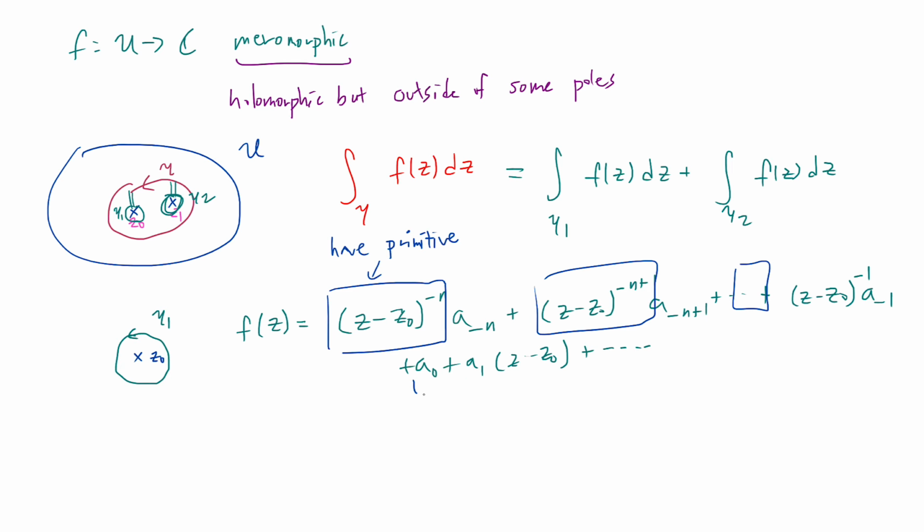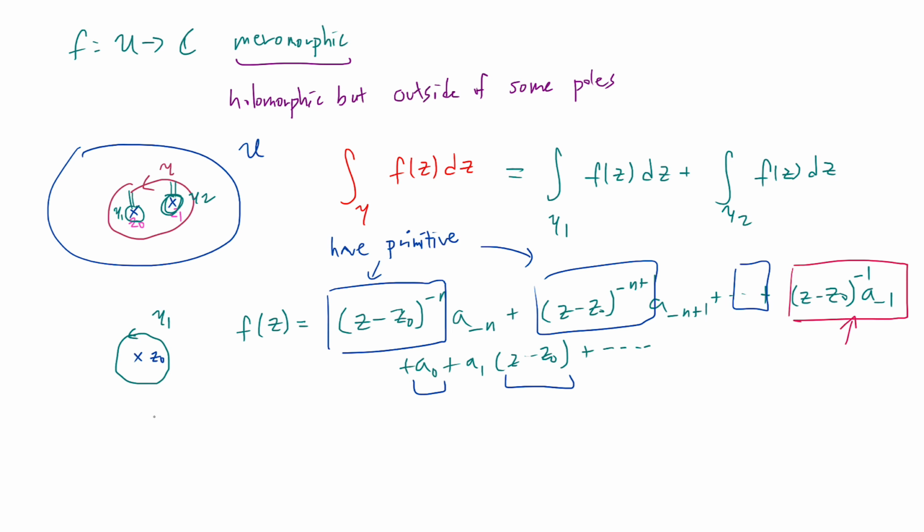And that's also true for a0 and a1 (z - c0). All of these have primitives. The only term that doesn't have a primitive is this term, because the natural log of z - c0 is not well defined, right? In this punctured disk away from c0, you actually have to take out a ray or something for it to be fully well defined.